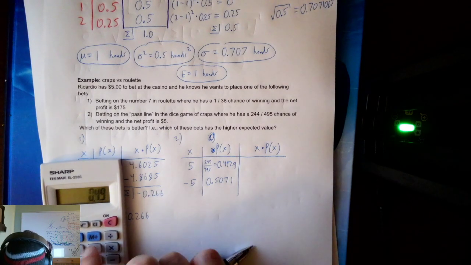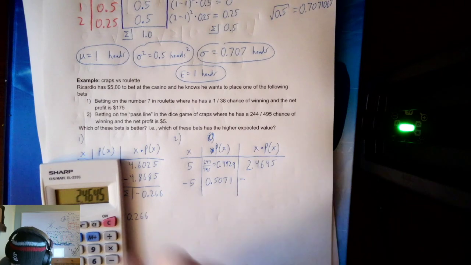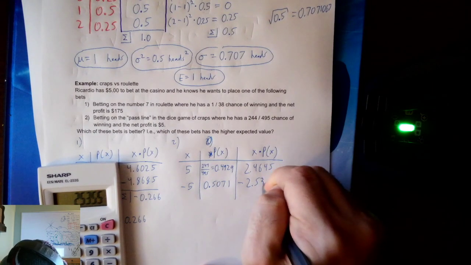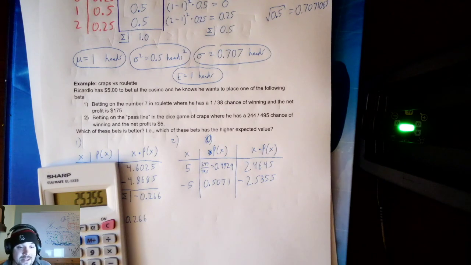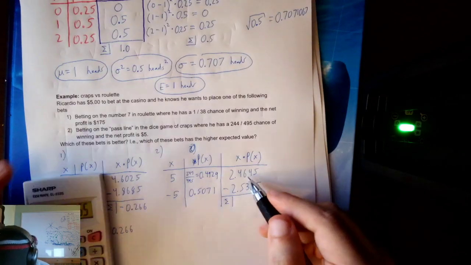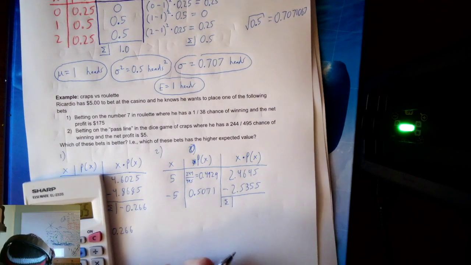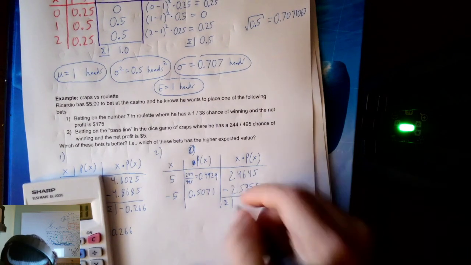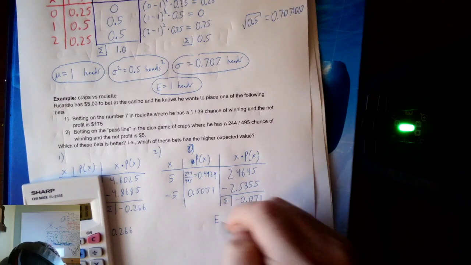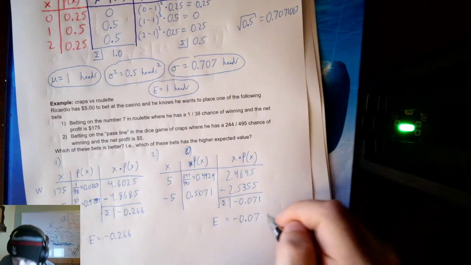Now, let's get our x times p of x. We got 5 times 0.4929 gives me 2.4645, and then the next one will be negative, right? Because it's 5 times 0.5071 will give me negative 2.5355. Make sure you're being careful with the negatives. Now, I need to total this last column, right? Let's see, 2.4645 and negative 2.5355 will give me negative 0.071. So he expects to lose here, he expects to lose around negative 7 cents. He expects to lose about 7 cents each time, right?